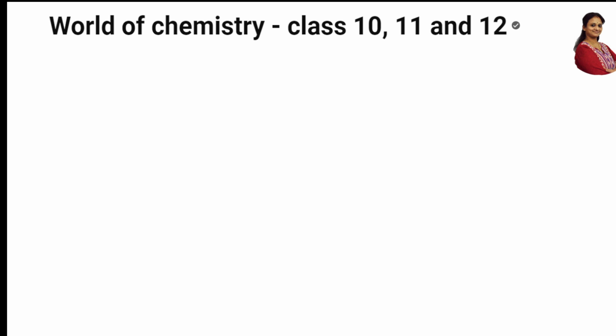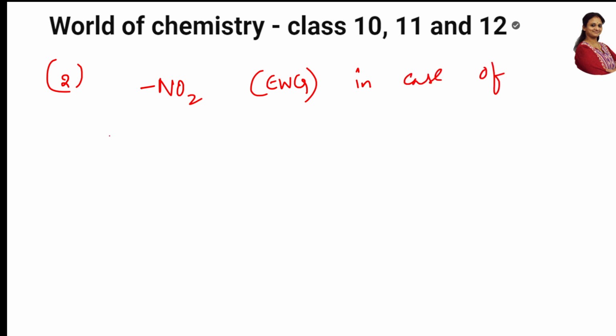Next question. Orthonitrophenol is more acidic than orthomethoxyphenol. First of all, in orthonitrophenol, what is there? The NO2 group. Correct? The NO2 group is an electron withdrawing group in case of orthonitrophenol. Now, because of this electron withdrawing group, what will happen? The negative charge is dispersed in the ring, and this NO2 will increase the stability of the phenoxide ion. You have seen the resonating structures, right?